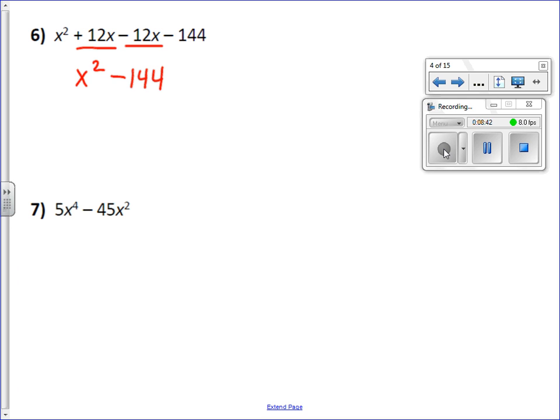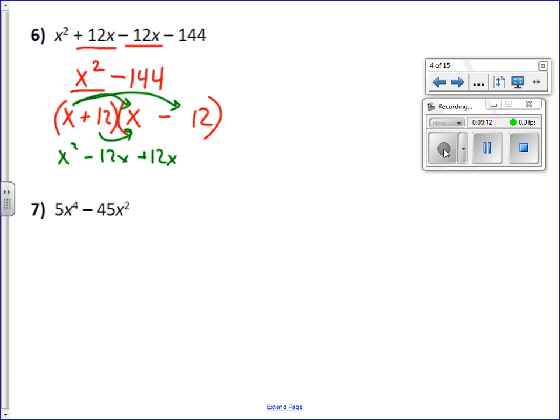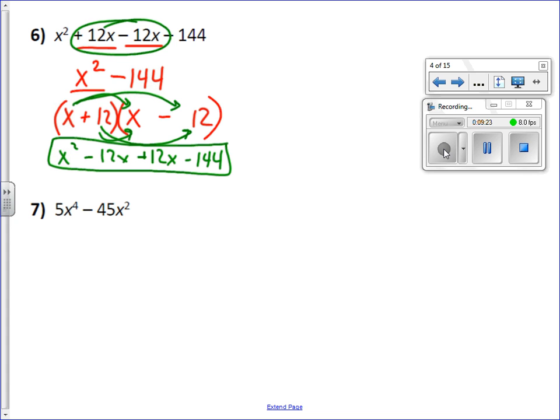which are both perfect squares. And when you have a difference of two perfect squares, you put the square root of the first one first in both sets of parentheses, and the square root of the second one second in both sets of parentheses. One term will be addition, one term will be subtraction. And to check your work, you go back and FOIL this out. You get x squared minus 12x plus 12x, which is what I had in the original problem. They cancel out. And then 12 times negative 12 will be a negative 144. So that's what I ended up with. It is what I started with, so I know I'm correct.